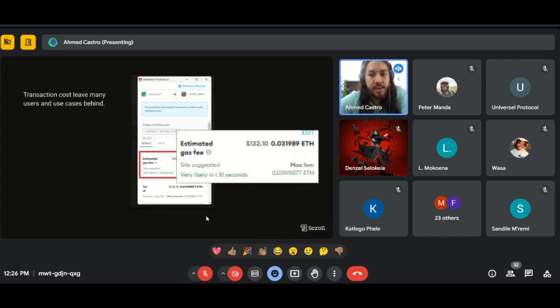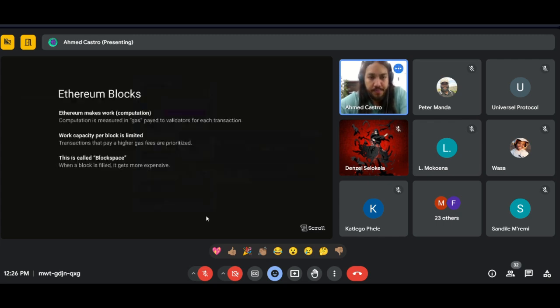Of course, there is a big problem, which is transaction fees, and they are so high. This is a problem because it will leave behind everyone that is not able to pay those fees. So this is a big problem for Ethereum, something that needs to be solved. People who are not able to afford it will be left behind, and new use cases will be left behind because it's just too expensive. People wouldn't want to use it.